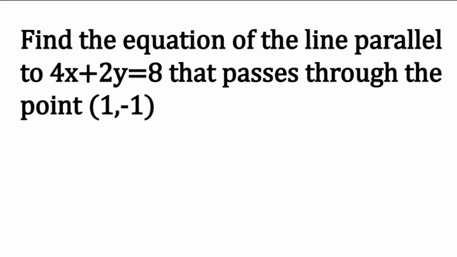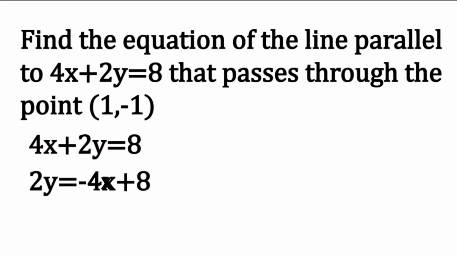Another example: find the equation of the line parallel to 4x plus 2y equals 8 that passes through the point (1, -1). This is in the standard form. So we can determine the slope here by transposing this 4x to the right side of the equation. So we have 2y equals negative 4x plus 8. This becomes a negative on the right side of the equation.